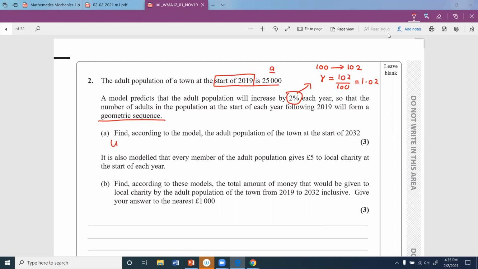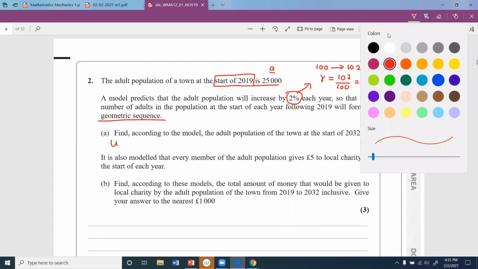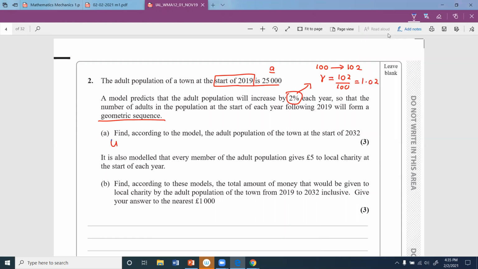U, which term is that? So I'll use blue for that. U, which term is that? Start of 2019, the first term. Start of 2020, 21, 22, 23, 24, 25, 26, 27, 28, 29, 30, 31, 32. 32 becomes the 14th term, U14. Understood. Start of 2032 is U14.